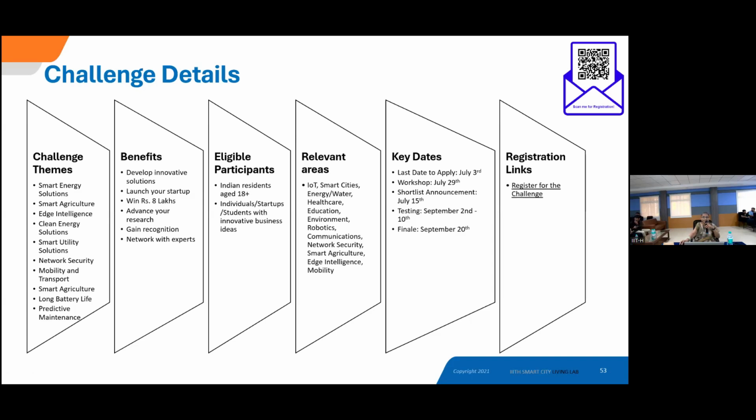The key dates, don't forget these dates. The last day to apply is July 3rd, and the workshop is on July 29th. So please see the web page for any updates. If there is a change in the workshop date or anything, there would be an announcement given there. The shortlist announcement would be done by July 15th.